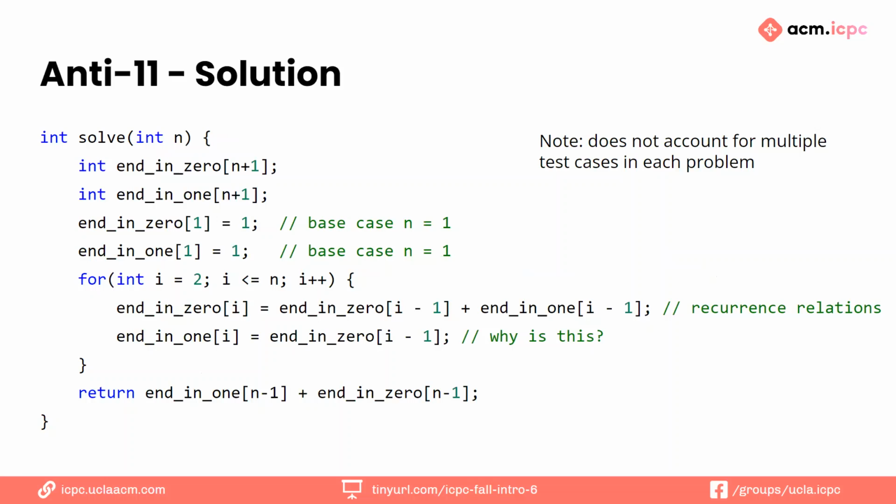And then as our final solution, we just return both of them added together, because that would give us all of the possible binary strings, whether they end in 0 or 1, that don't have the substring. Does that make sense? Yeah. Okay, cool.